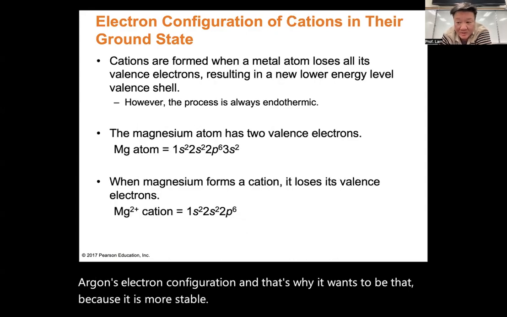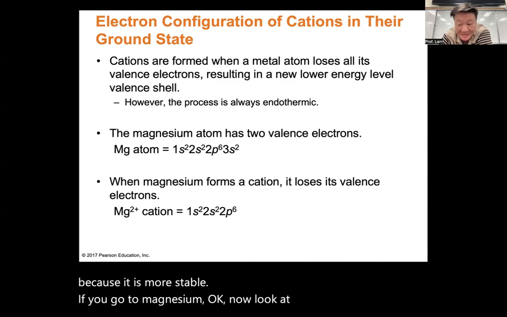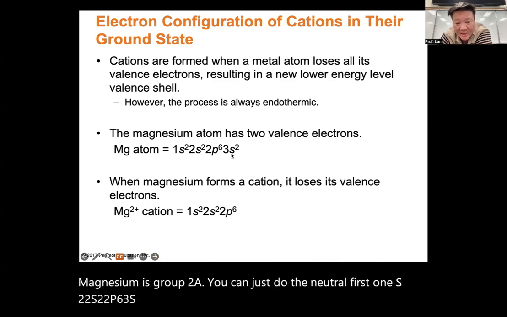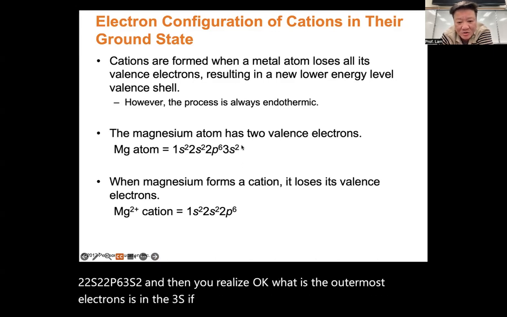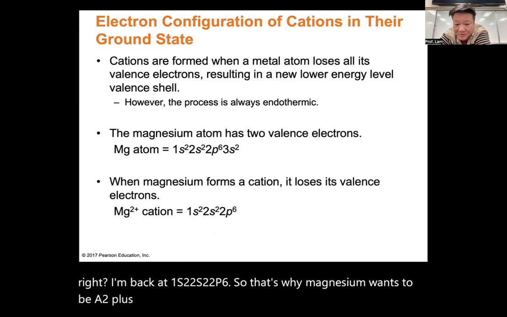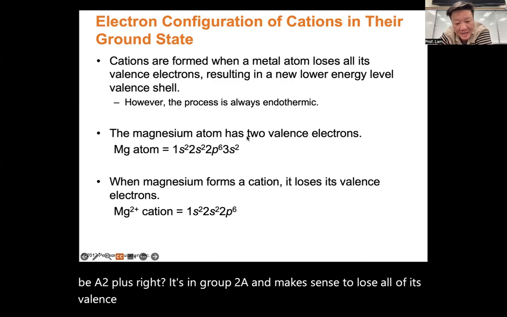If you go to magnesium, okay, now look at your periodic table. Magnesium is in group 2A. You can just do the neutral first, 1s2, 2s2, 2p6, 3s2, and then you realize, okay, what are the outermost electrons? They're in the 3s. If I get rid of those 2, I'm back at neon, right? I'm back at 1s2, 2s2, 2p6. So that's why magnesium wants to be 2+, right? It's in group 2A. It makes sense to lose all of its valence electrons and become like the noble gas.